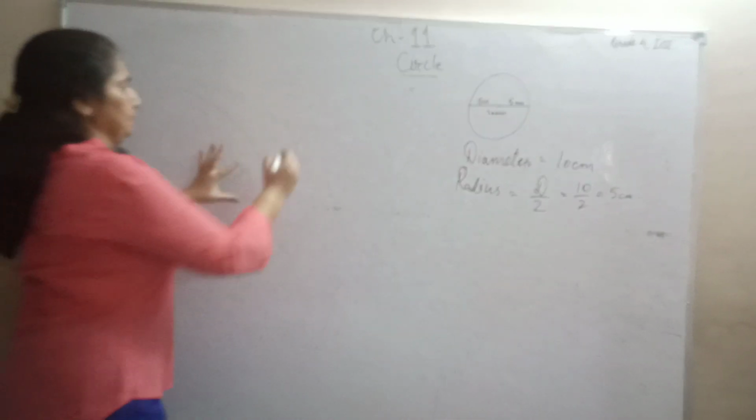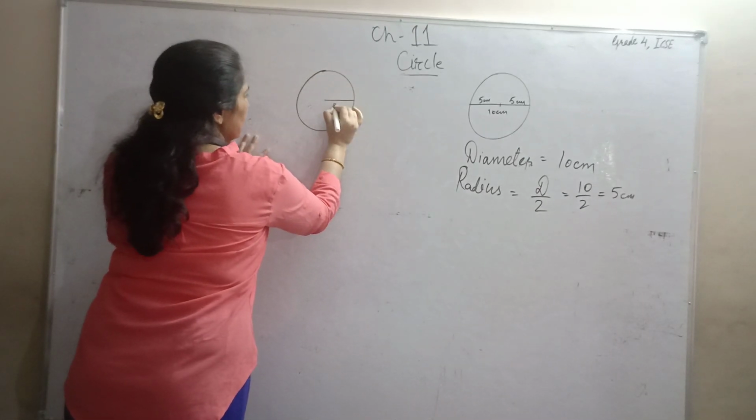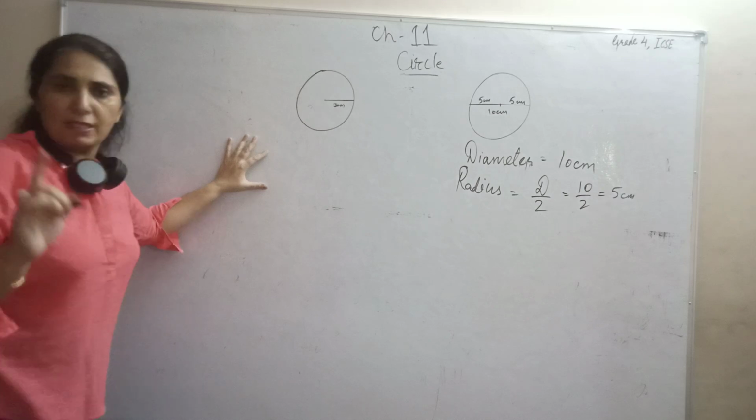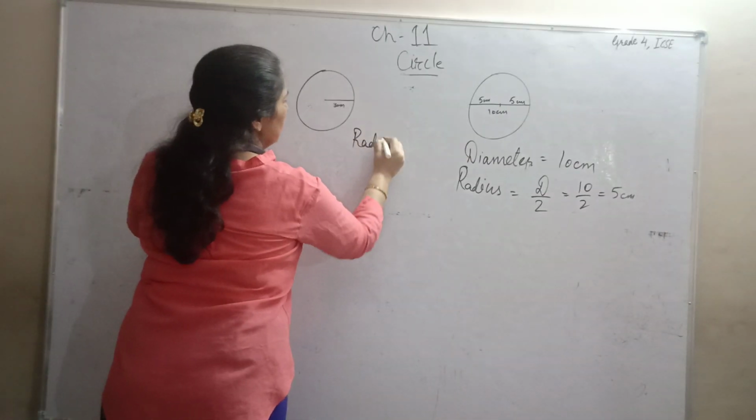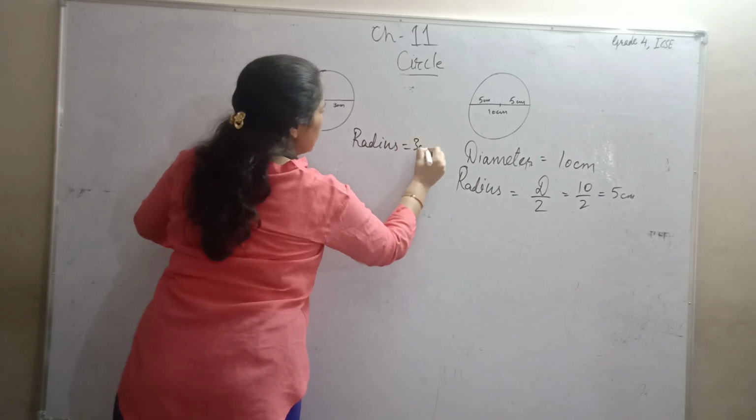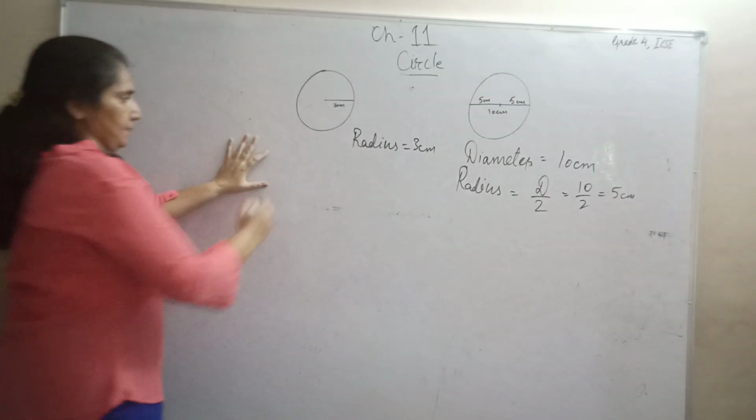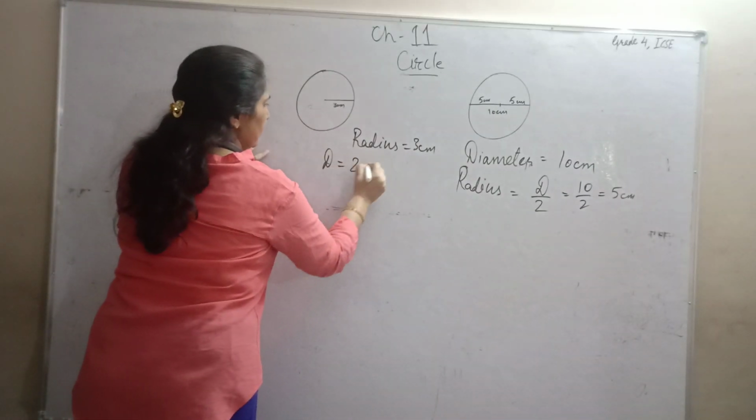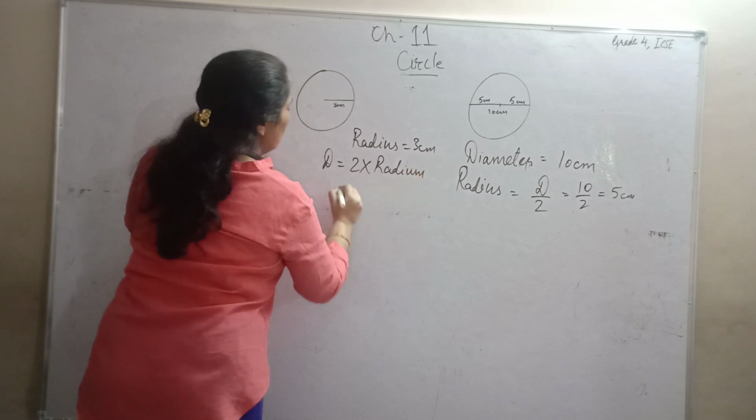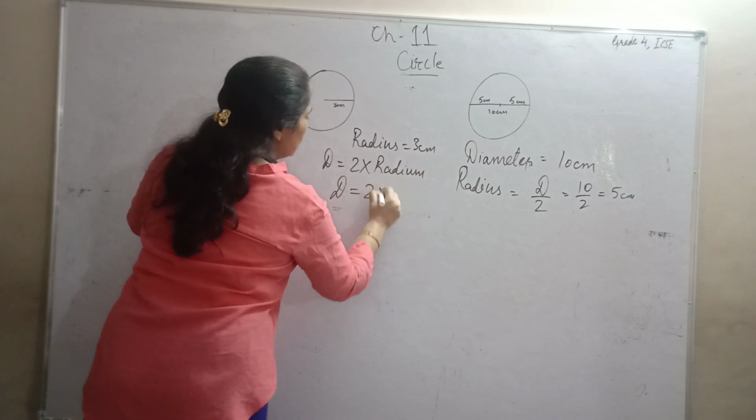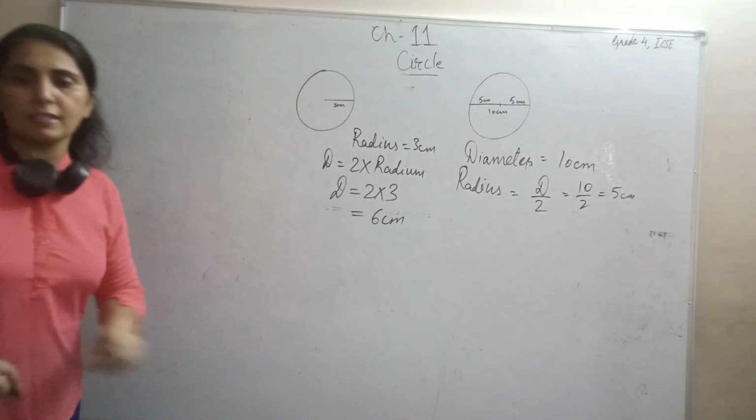Another example. The radius of a circle is 3 centimeter. What will be its diameter? Diameter is 2 times the radius. So, diameter will be 2 into 3, that is 6 centimeter.